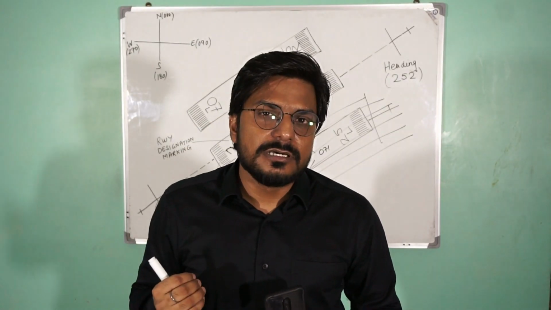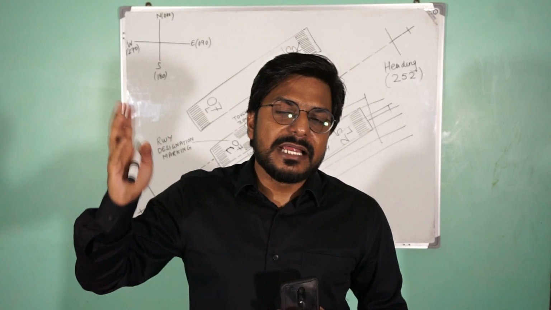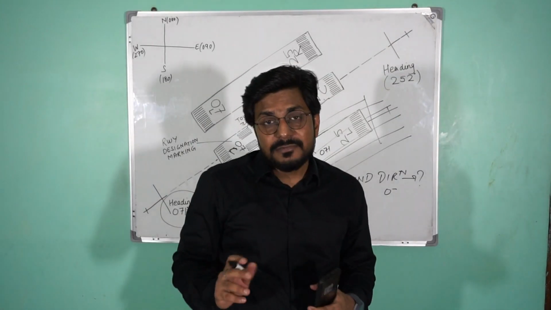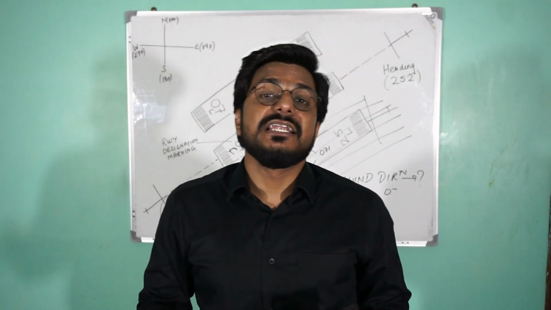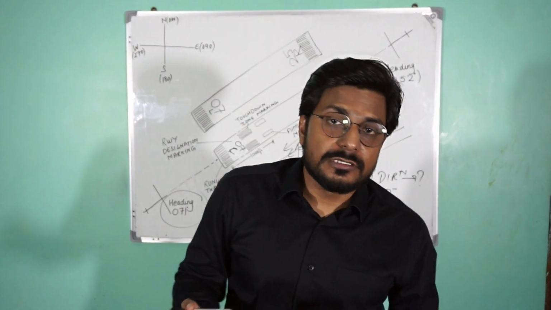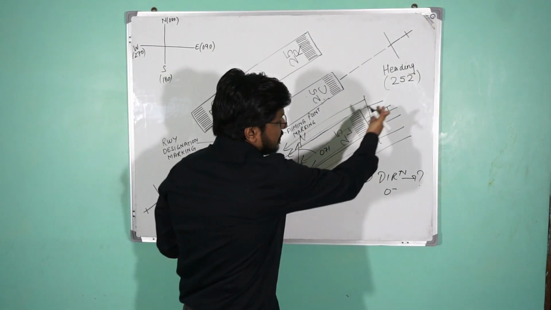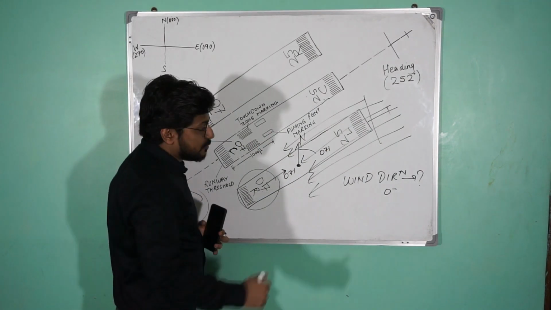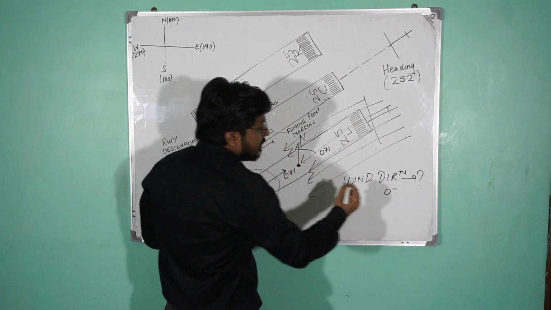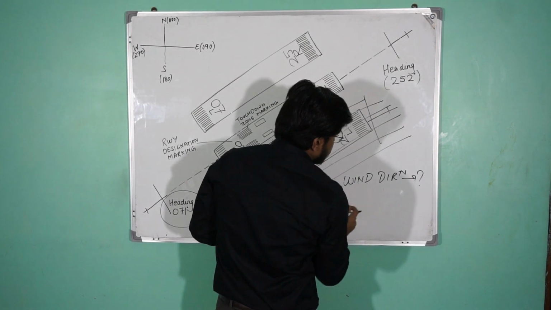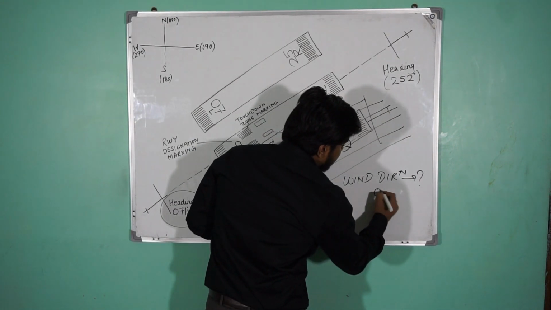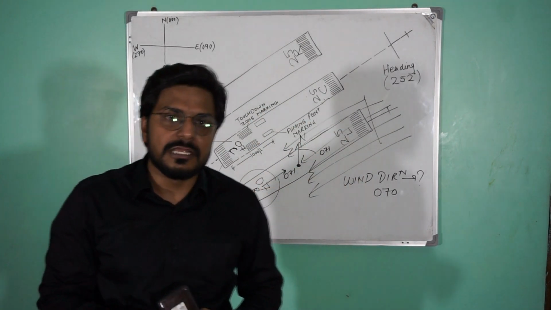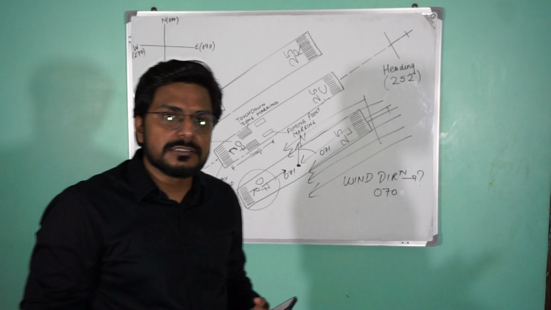Even I got that same question in my time, and they still ask this kind of situation. The examiner can ask what is wind direction, what do you mean by wind direction. Suppose they say this is the wind direction, this is the runway, and the wind is coming from this direction. So what is the wind direction? In this case you can say the wind direction is 070.